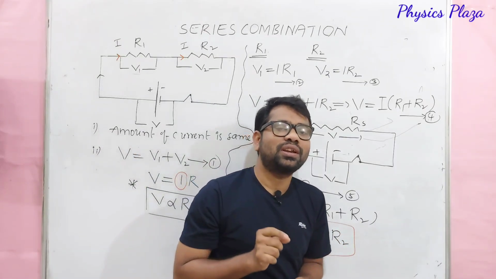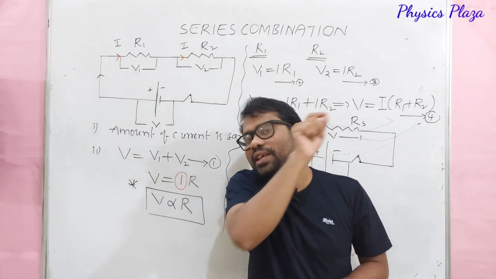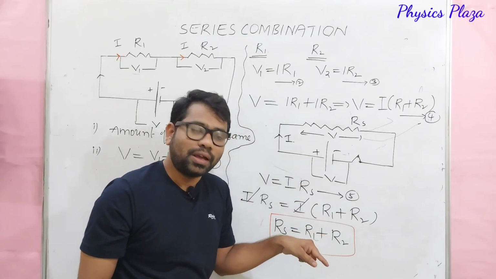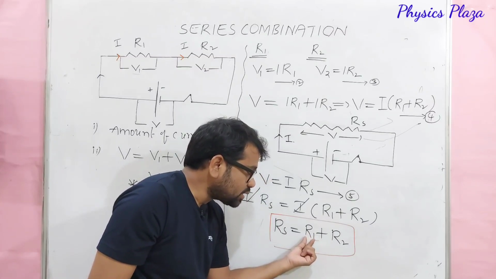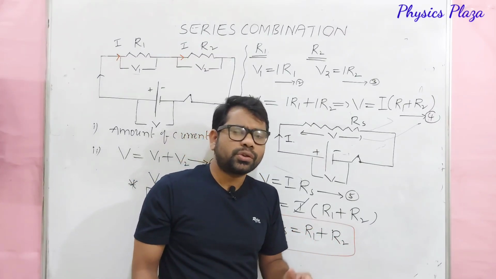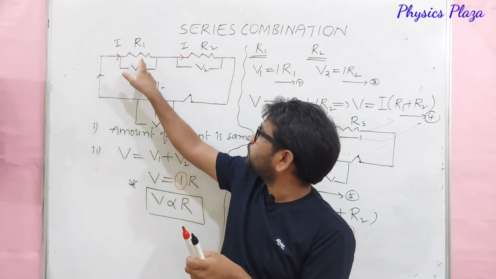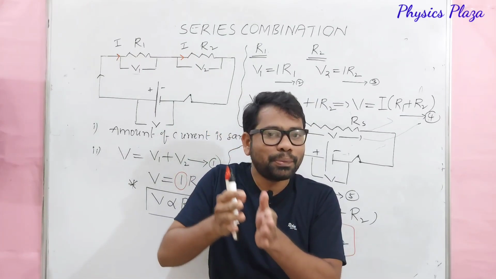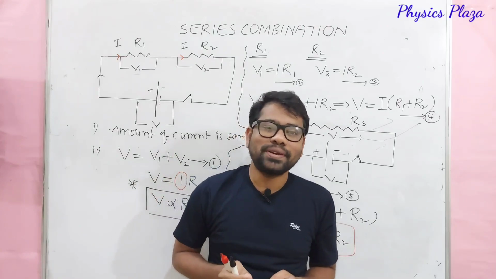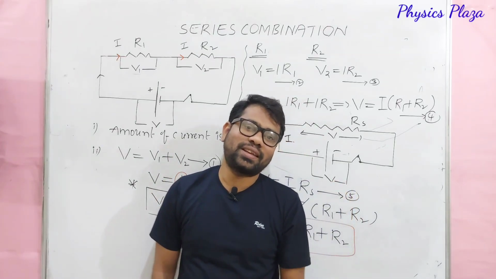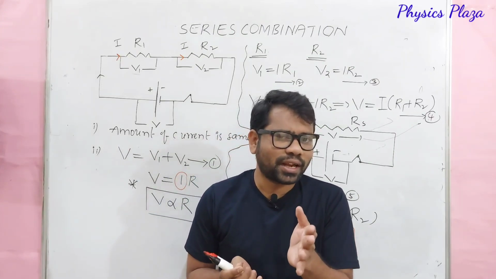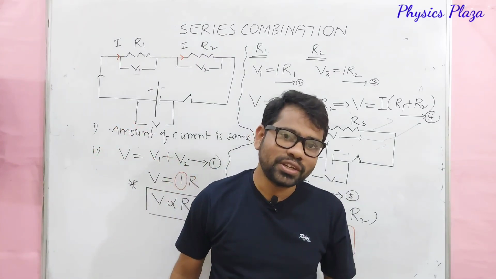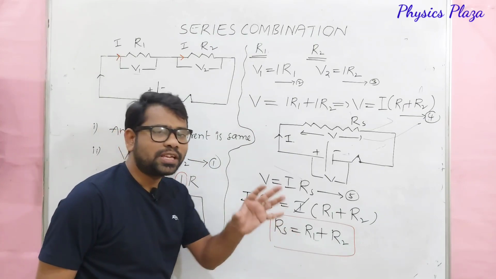Means here what is happening, dear children? When two resistors are connected in series, the effective resistance, the resultant resistance, is equal to the sum of the resistances of the individual resistors. So here we got two resistors only. If three resistors are connected in series, then Rs is equal to R1 plus R2 plus R3. Then what happens if n number of resistors are connected? Rs is equal to R1 plus R2 plus R3 up to Rn. Okay, dear children. So this is the final expression for series combination.